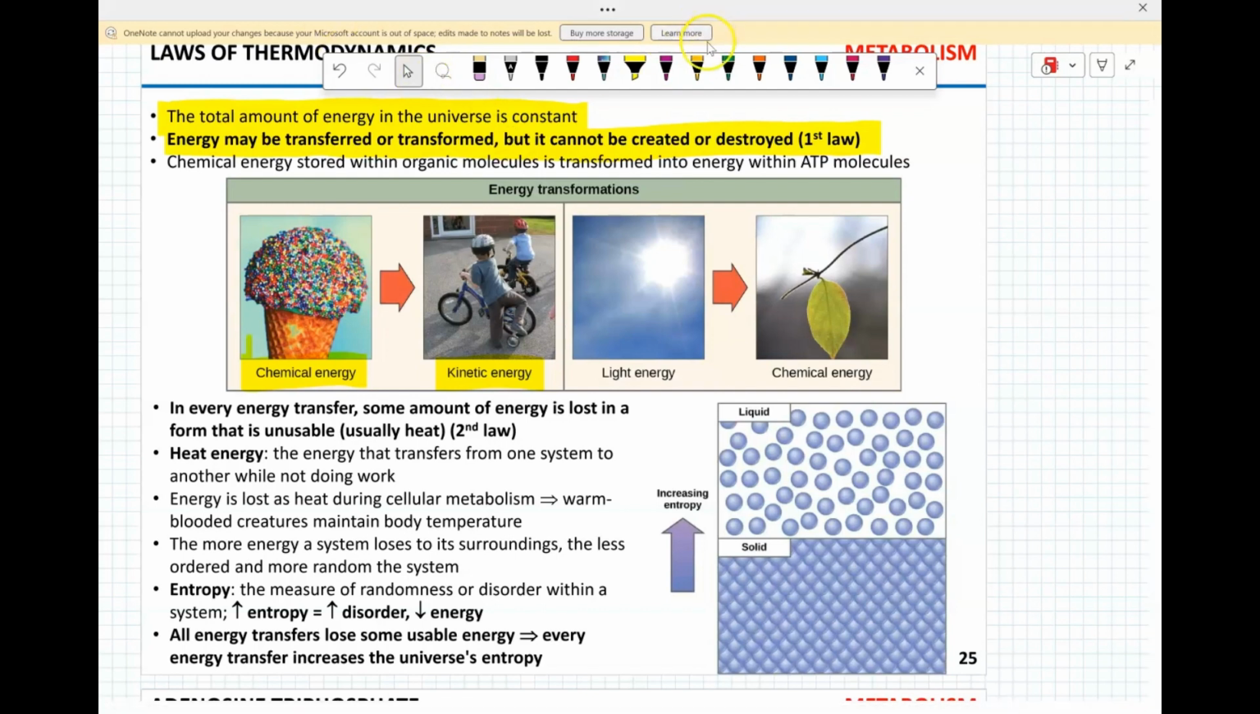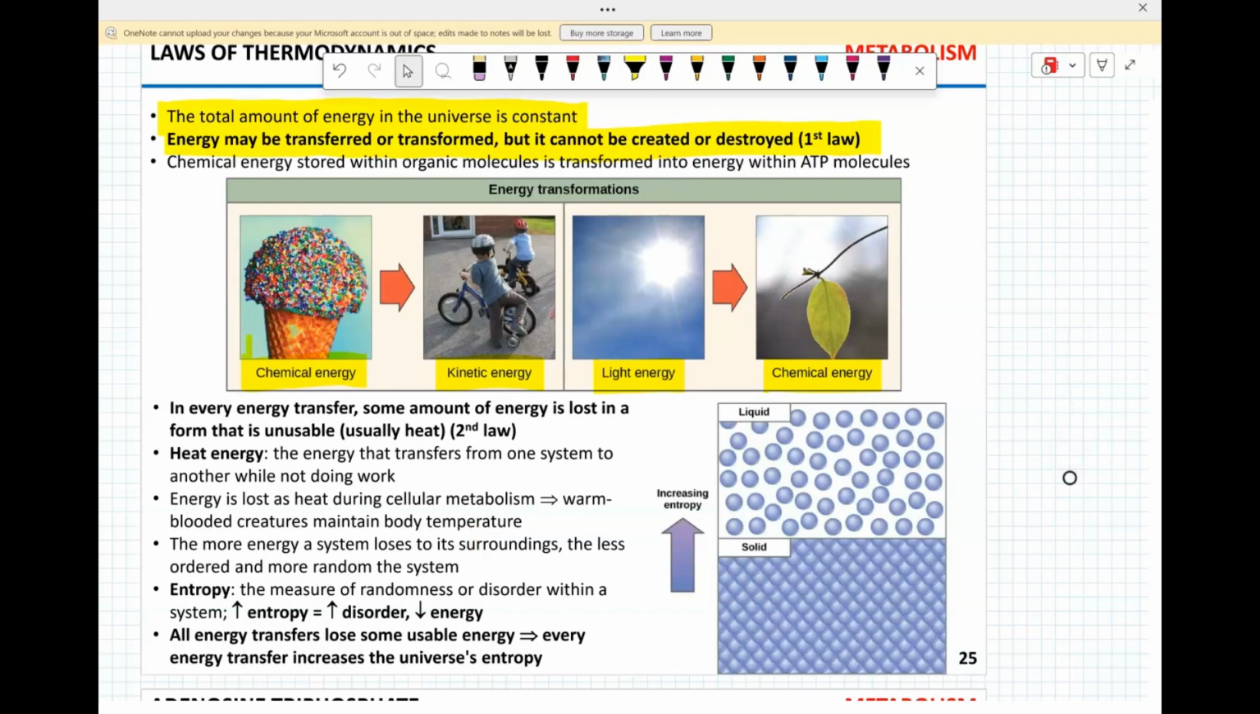This energy transfer from chemical energy to kinetic energy is just one of the examples. Another example is the conversion of light energy into chemical energy of leaves and other materials in plants.